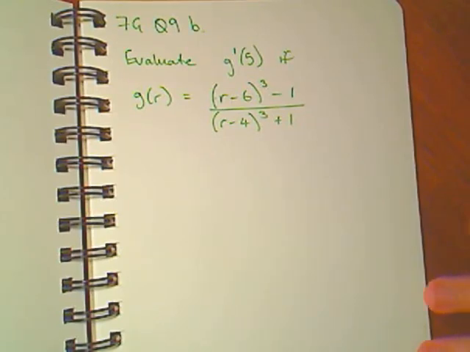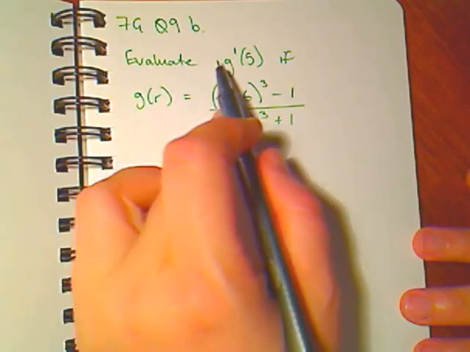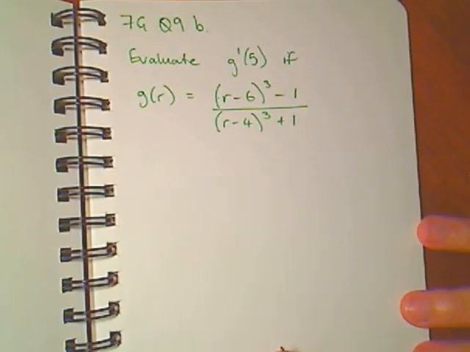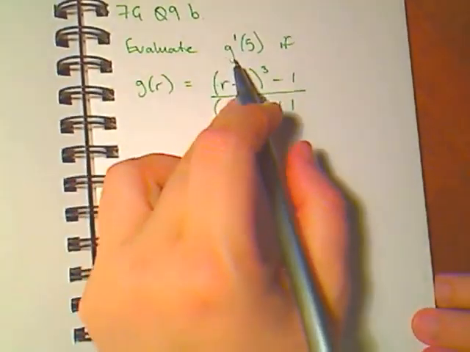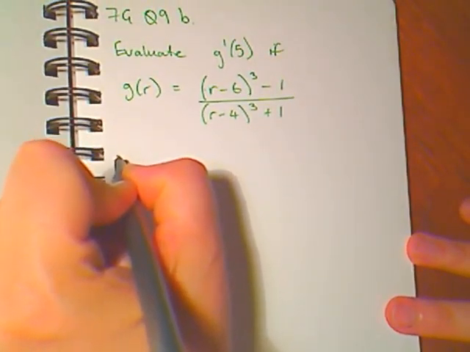This is a great question. Evaluate the derivative at 5 if this is my function. Well, if we're going to evaluate the derivative, we'll need the gradient function. So let's just find g dash of r first.